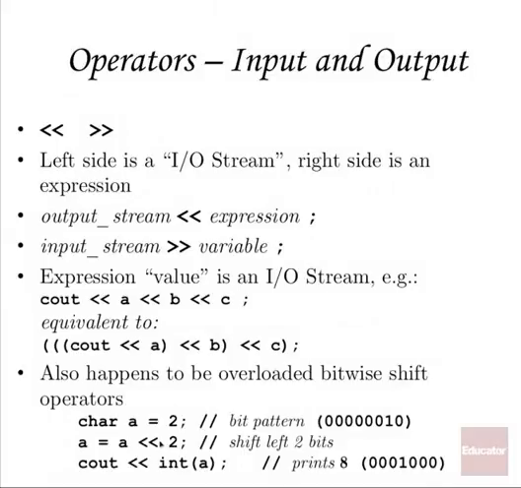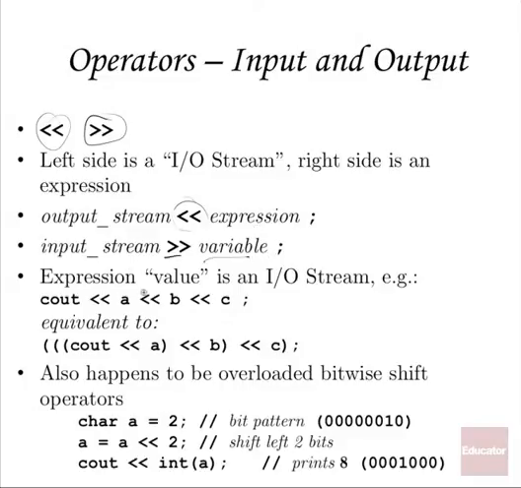Now we have our input and output operators. This is called the insertion operator. This is called the extraction operator. So the left side has to be an I/O stream, such as cin, cout, cerr, clog, etc. So you have your output stream, your insertion operator, then an expression. What this does is it takes that expression and inserts it into the output stream. The other direction, we take the input stream and extract from it and put it into a variable.